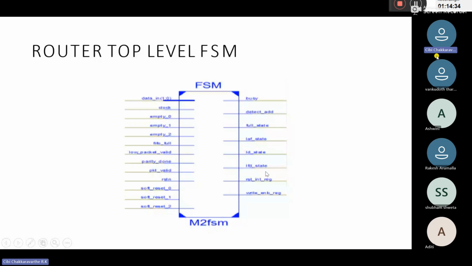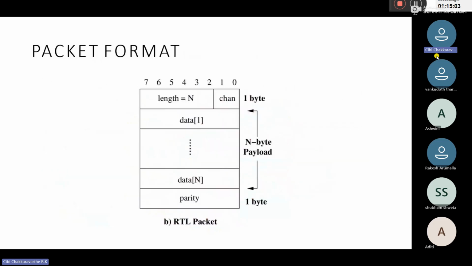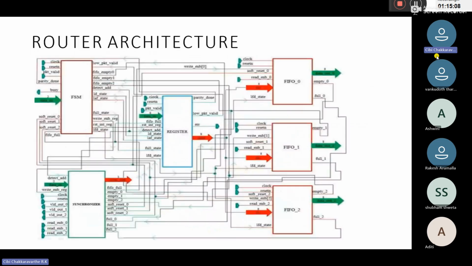If we need to reset that register alone, the packet inside the register alone, we will use this register int. That is the reset inside the register, that is reset int reg. Then write enable for the register. If our register is going to be written, we are going to write something in the register, then write enable will be given from the register to the FSM. See here in this architecture, they have given arrow marks indicating where the signal is coming from and where it is going to.